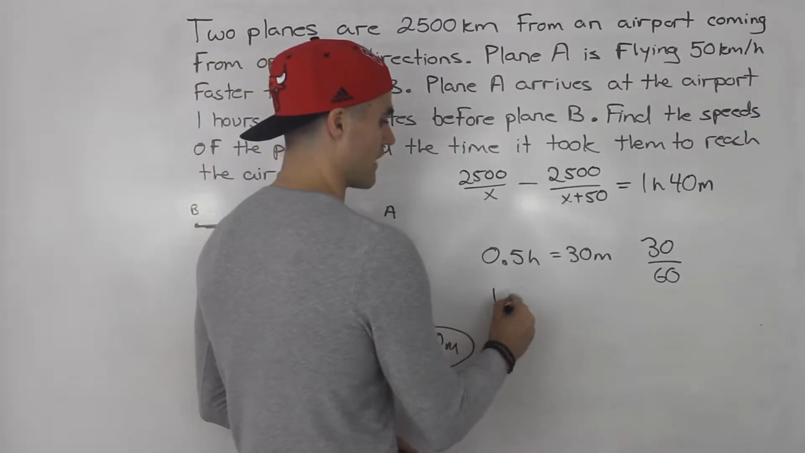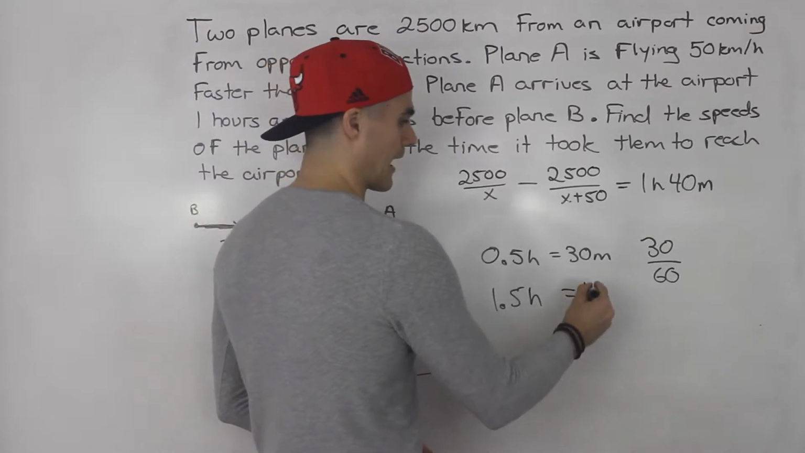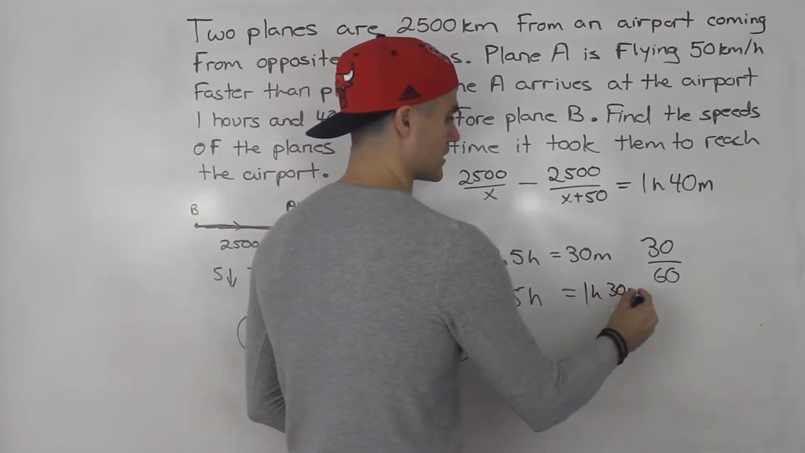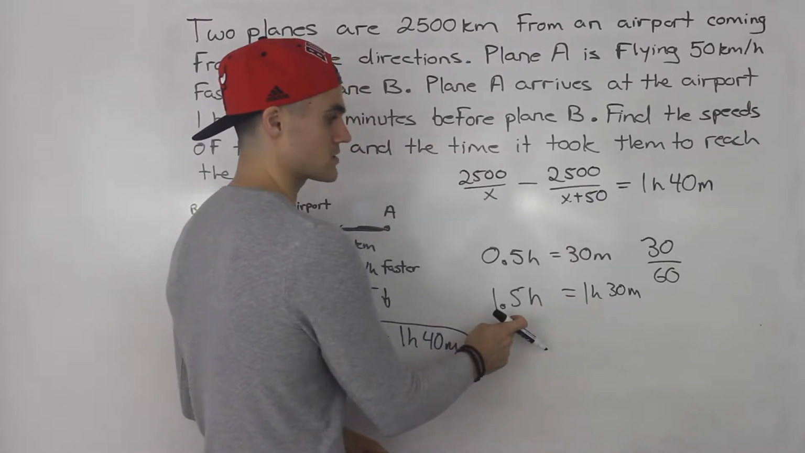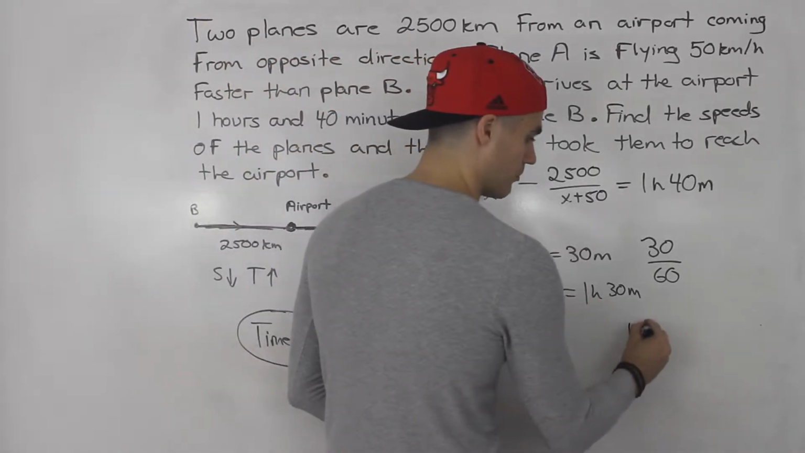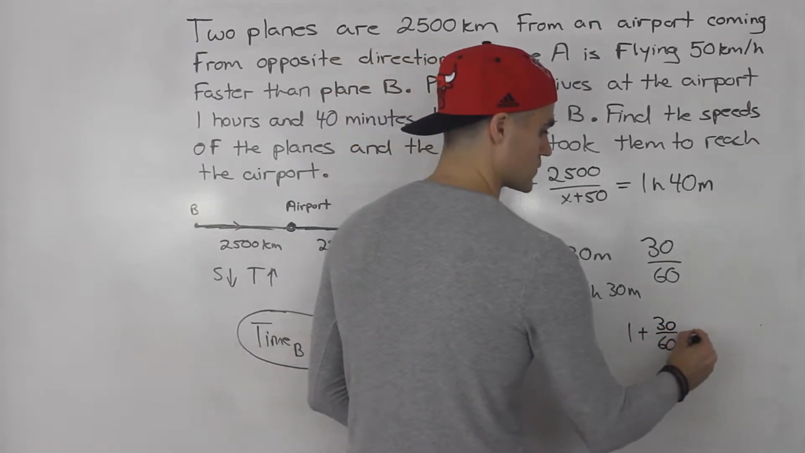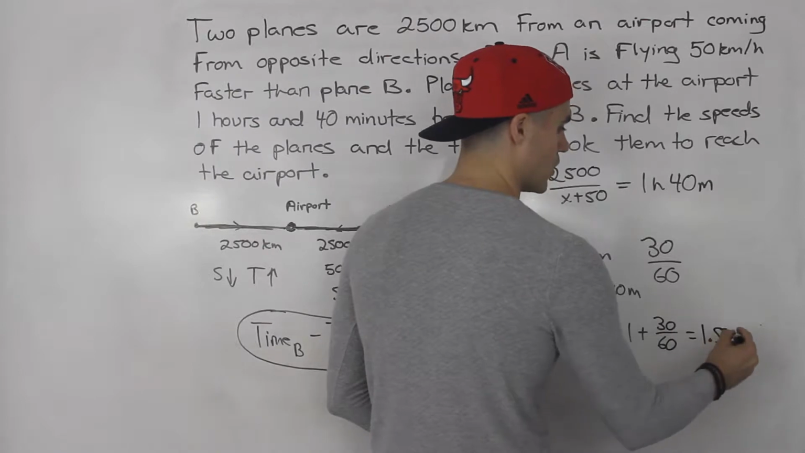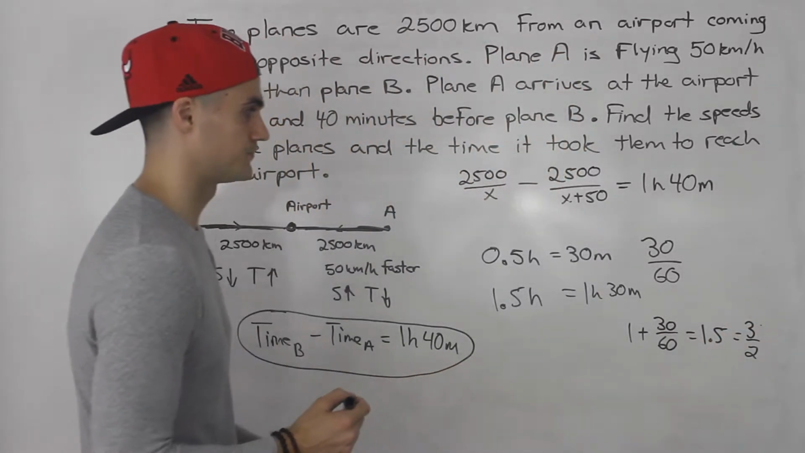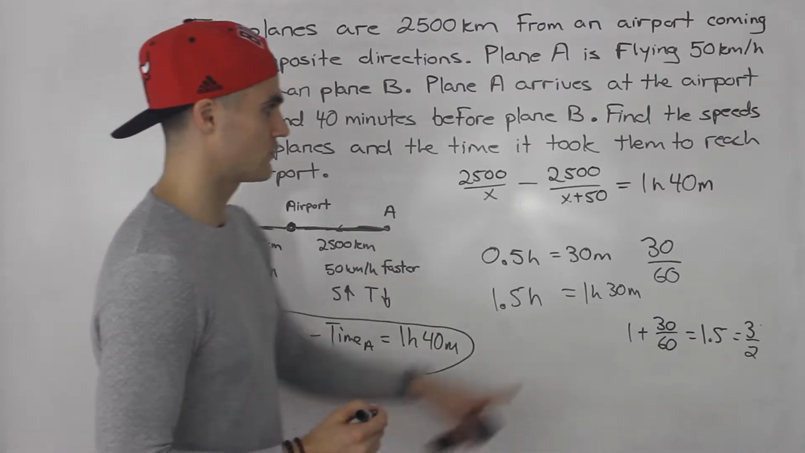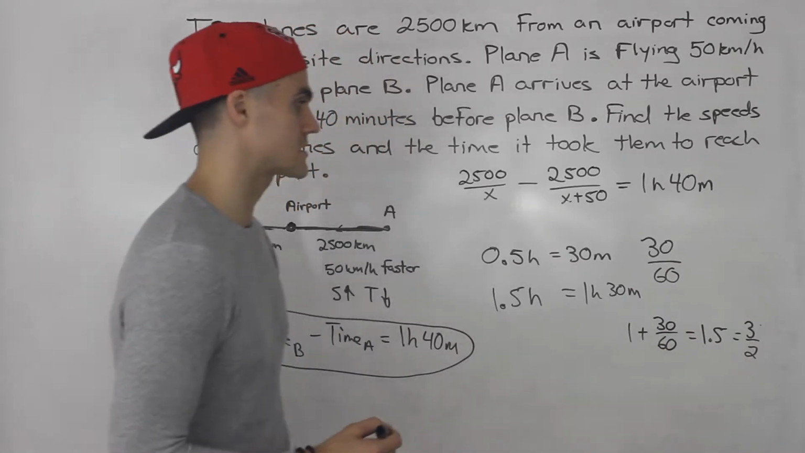What if we had 1.5 hours? What would that be? That's 1 hour and 30 minutes. So how do we go from 1 hour and 30 minutes to 1.5 hours? We take 1 plus 30 over 60, which would give us 1.5, or 3 over 2, if you want to keep it as a fraction. Right? So we have to convert this 1 hour and 40 minutes into a fraction like this, or a decimal.